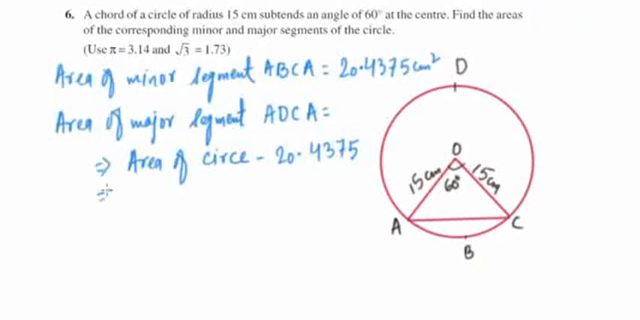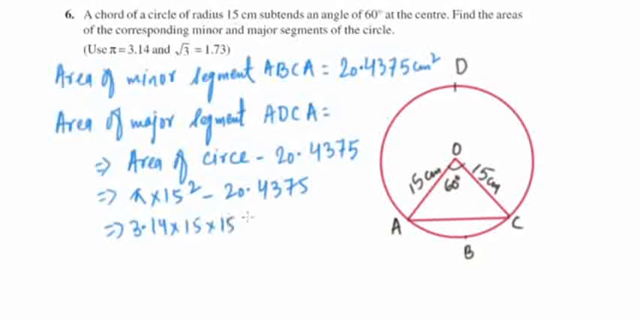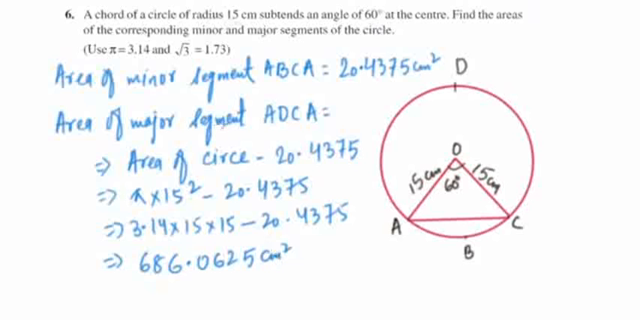Now the area of major segment ADCA equals the area of circle minus the area of minor segment ABCA. We know how to find the area of circle, that is pi into r square, which is 3.14 multiplied by 15 and 15, minus 20.4375. On solving this we'll get the area of major segment as 686.0625 square centimeter. So that is the area of the major segment ADCA.